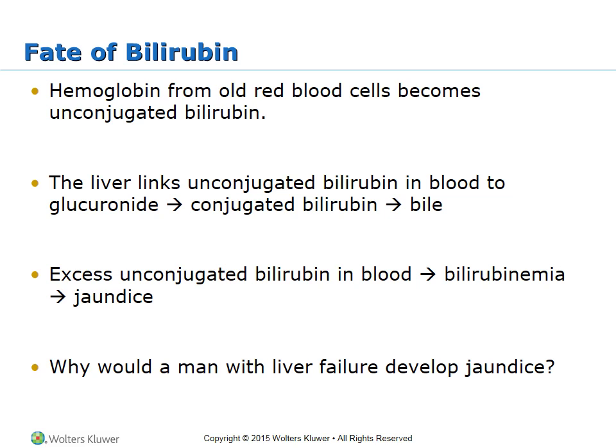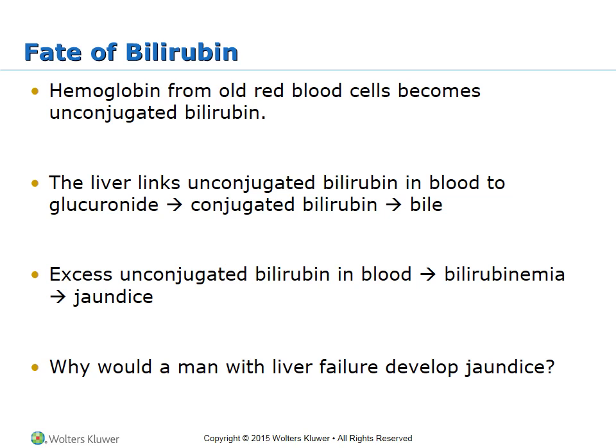Now we have to look at bilirubin because that's a big job of the liver. Hemoglobin, remember from old red blood cells, we talked about this several weeks ago, becomes that unconjugated bilirubin. What happens though in the liver, it turns into conjugated bilirubin, therefore it's bile now and we can get rid of it. But if we have an excess of unconjugated bilirubin, meaning we've had red blood cells, we're breaking too many of them down, whatever the issue may be, we see this as a buildup of bilirubin, and then we see this in our patients as a symptom of jaundice.